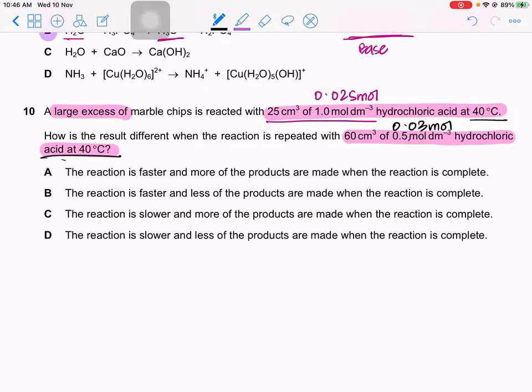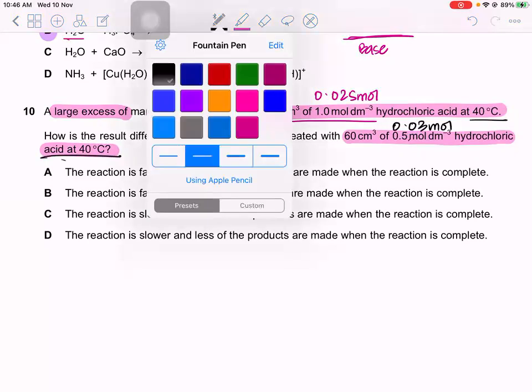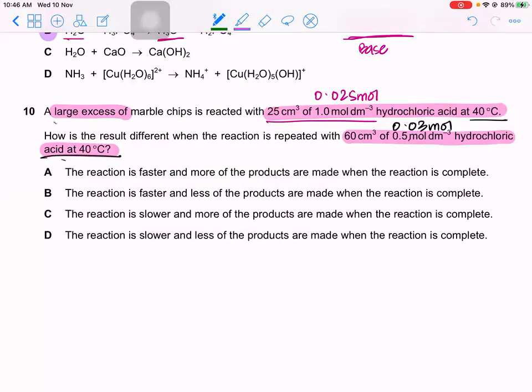The reaction is faster, more products are made when the reaction is complete. Reaction is faster and less product is made when the reaction is complete. Reaction is slower, more product. So now the marble chips are the same. Yes, marble chips are the same. What will happen if you use more moles of HCl?